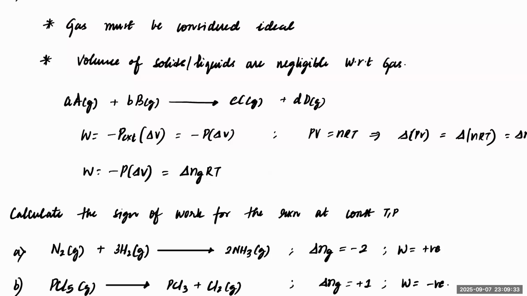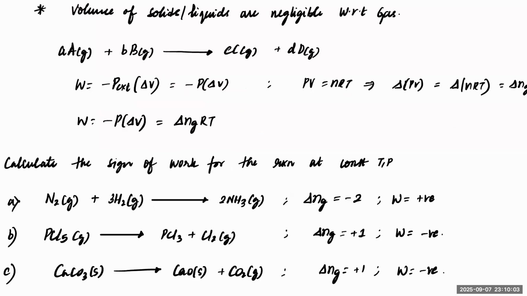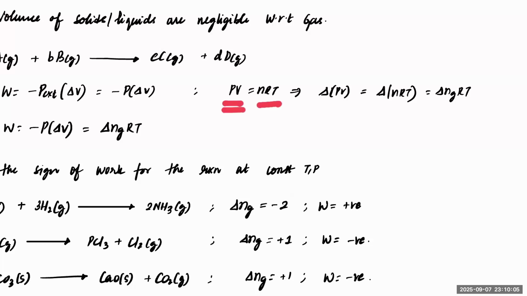For instance, if I have a chemical reaction as simple as A plus B giving C plus D, and I need to figure out how much work is done in the process where the chemical reaction is taking place, then the work done will be minus P external into delta V, where delta V is the volume change. Now, PV will be equal to nRT, considering all of them are ideal gases.